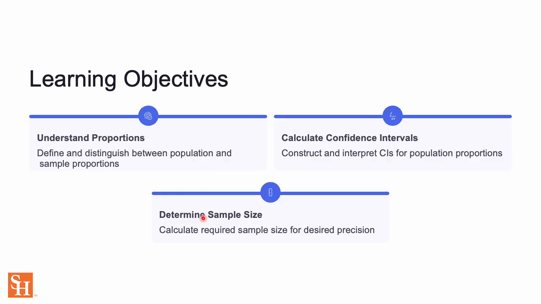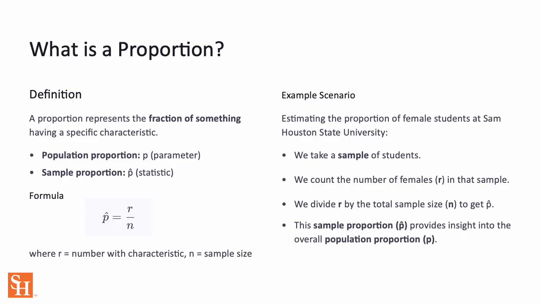And to conduct an experiment, sometimes we also need to know what the desired sample size should be, and we will see how we can determine that. So let's first try to see what we basically mean by proportion.